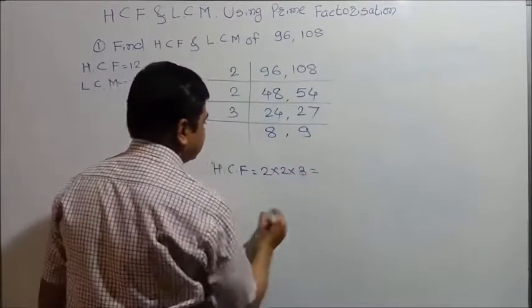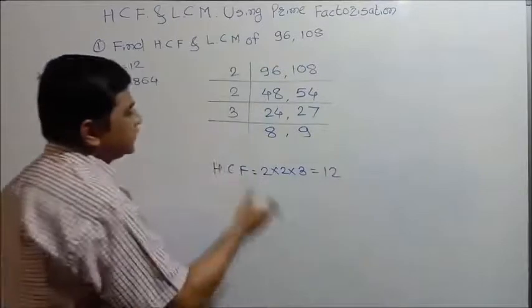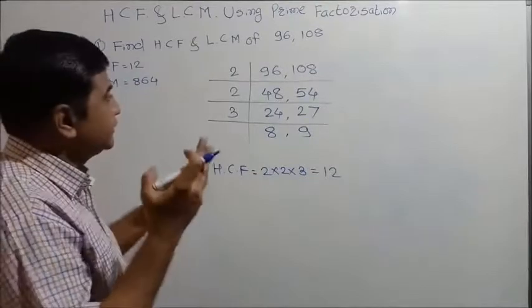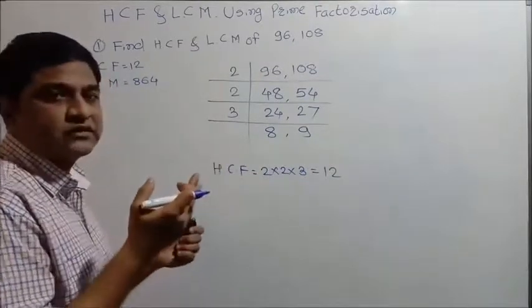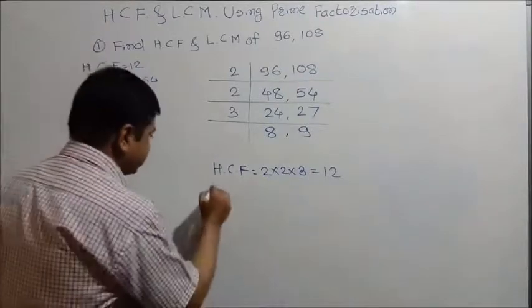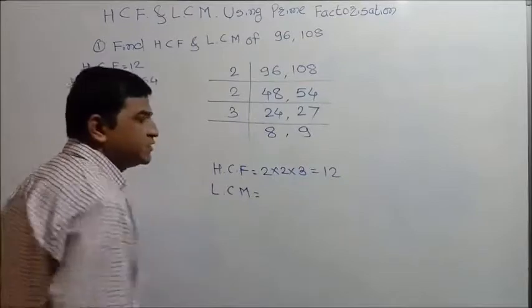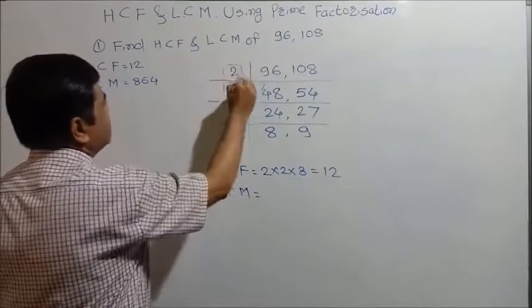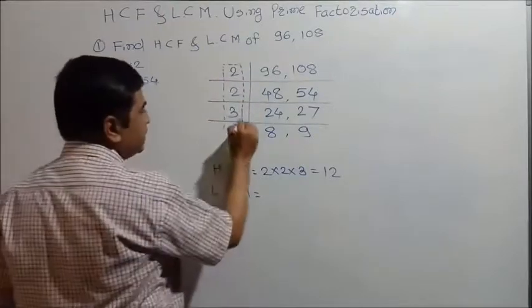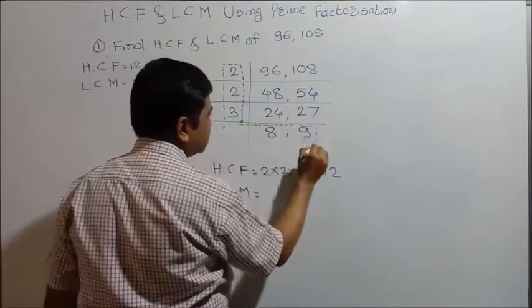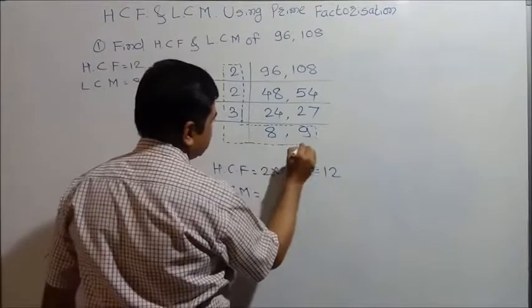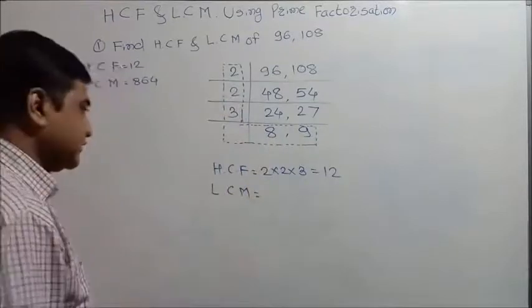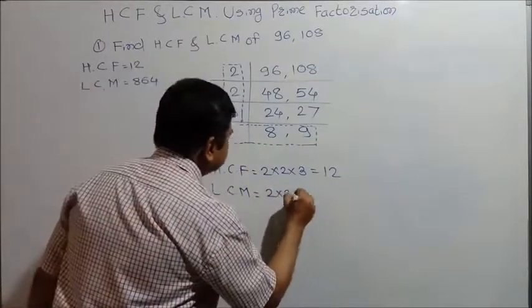Now, can 8 and 9 have any common divisor other than 1? Well, they are consecutive numbers, they are co-primes. No, not possible. So we'll stop here. And what we got is 2, 2, and 3. They are the common factors, and the prime factors of both numbers 96 and 108. So we can find the HCF very quickly. The highest common factor is the multiplication of 2, 2, and 3. That is 4 multiplied by 3, which is 12. So we can find the highest common factor and lowest common multiple very easily and very rapidly with the help of this combined division method.